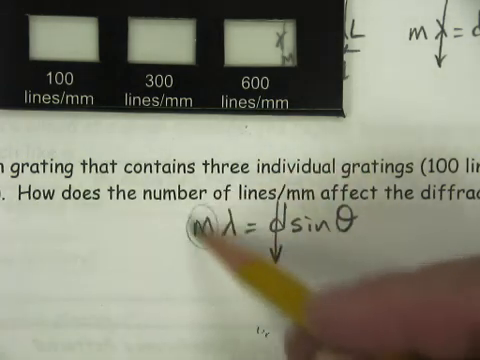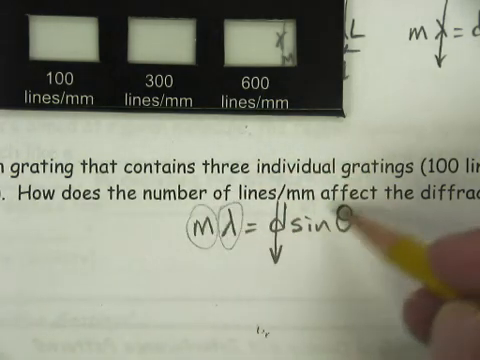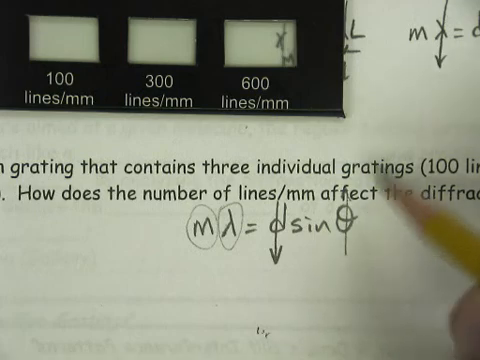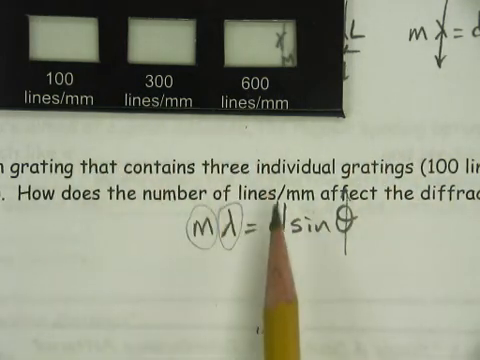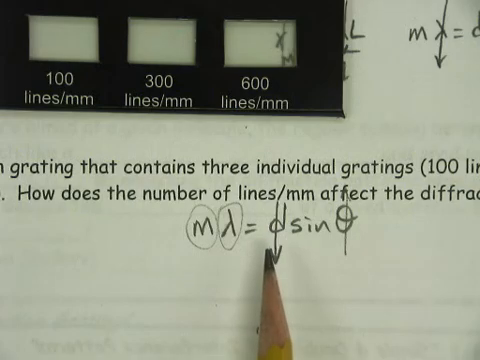Well, m is going to stay the same. The wavelength will stay the same. That means it has to get more spread out. So if I go from 100 to 300 to 600, D goes down, the distance between the lines goes down, and it should be spread out.